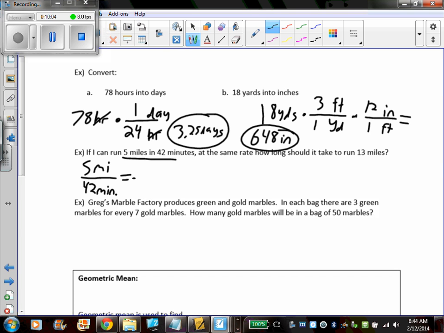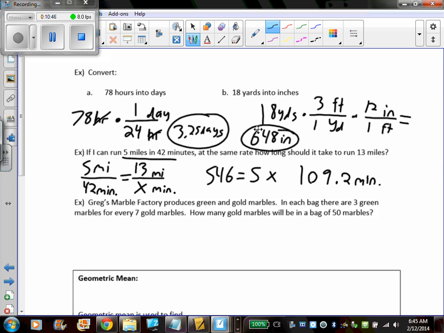So what we want to do is set up another fraction with the units in the same place. And we're told 13 miles right there, and we need to figure out how long it's going to take. So we just set up cross multiplication like that, and we are going to be good then. So we're going to need 42 times 13, which is 546, equals 5x. So then we just divide both sides by 5, and we get about 109.2 minutes.